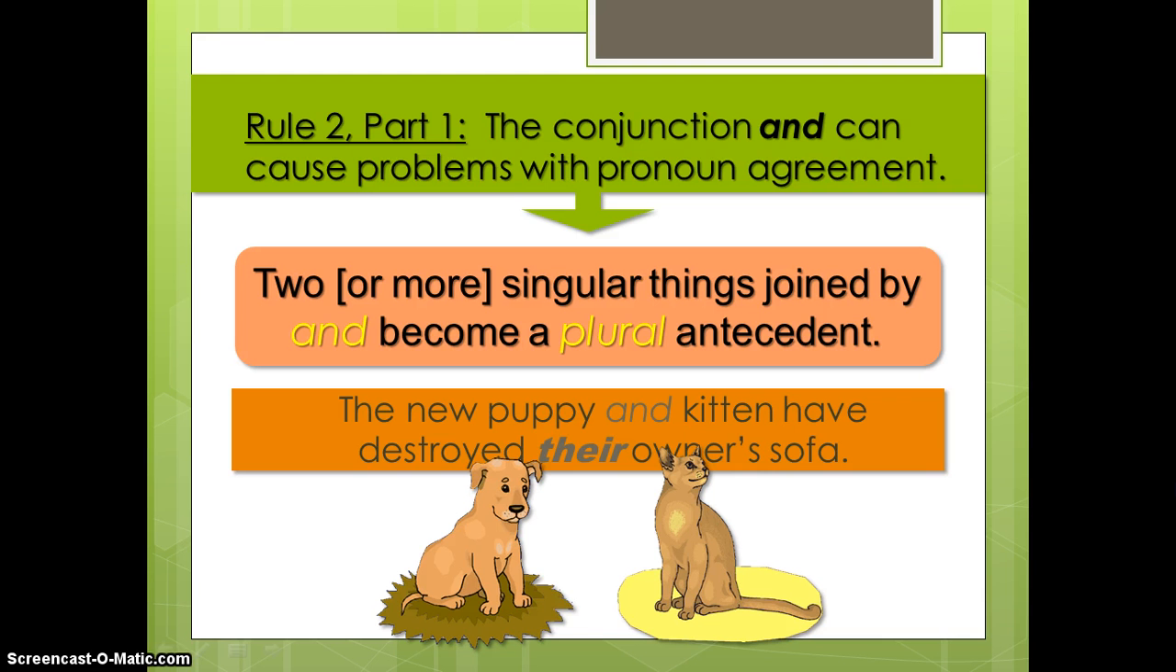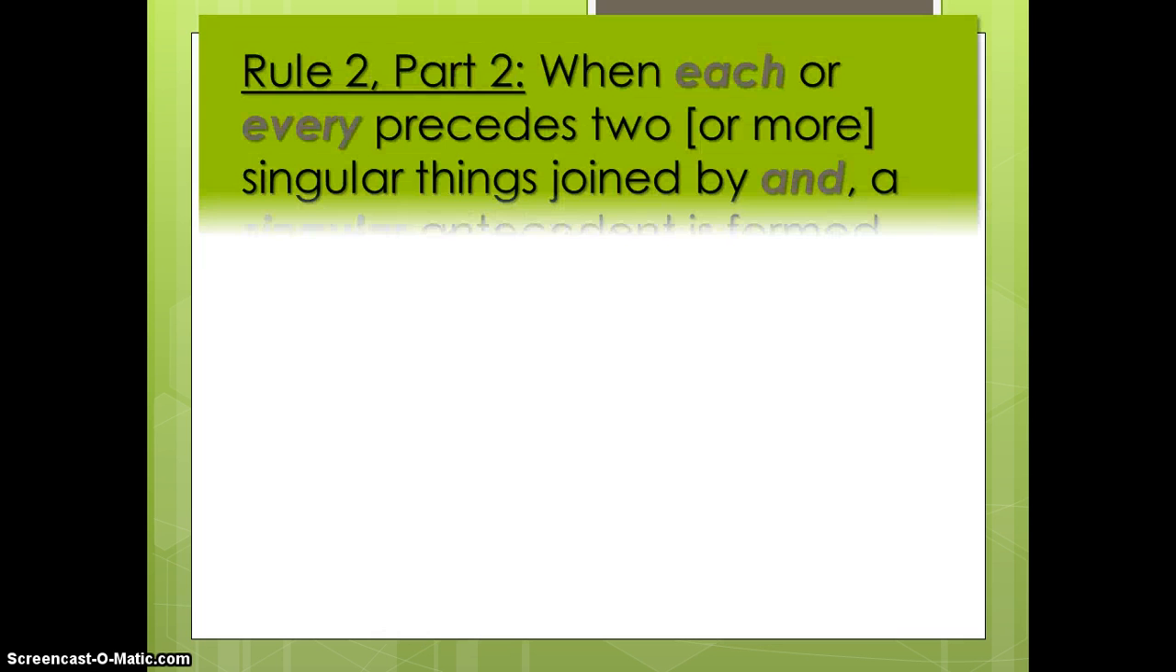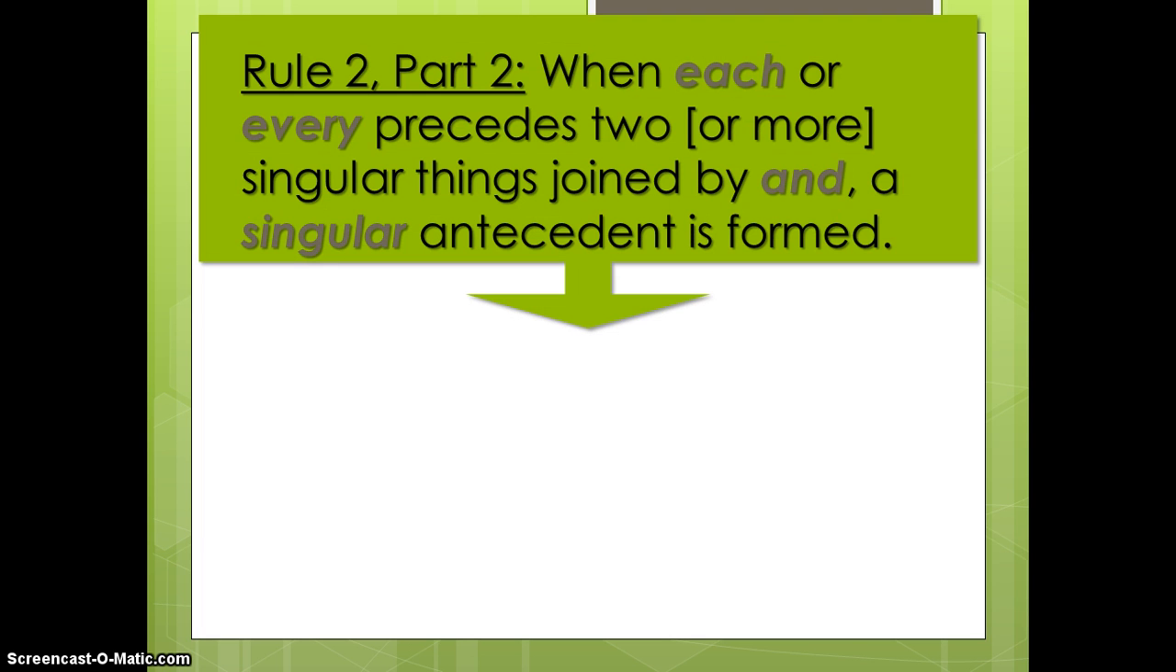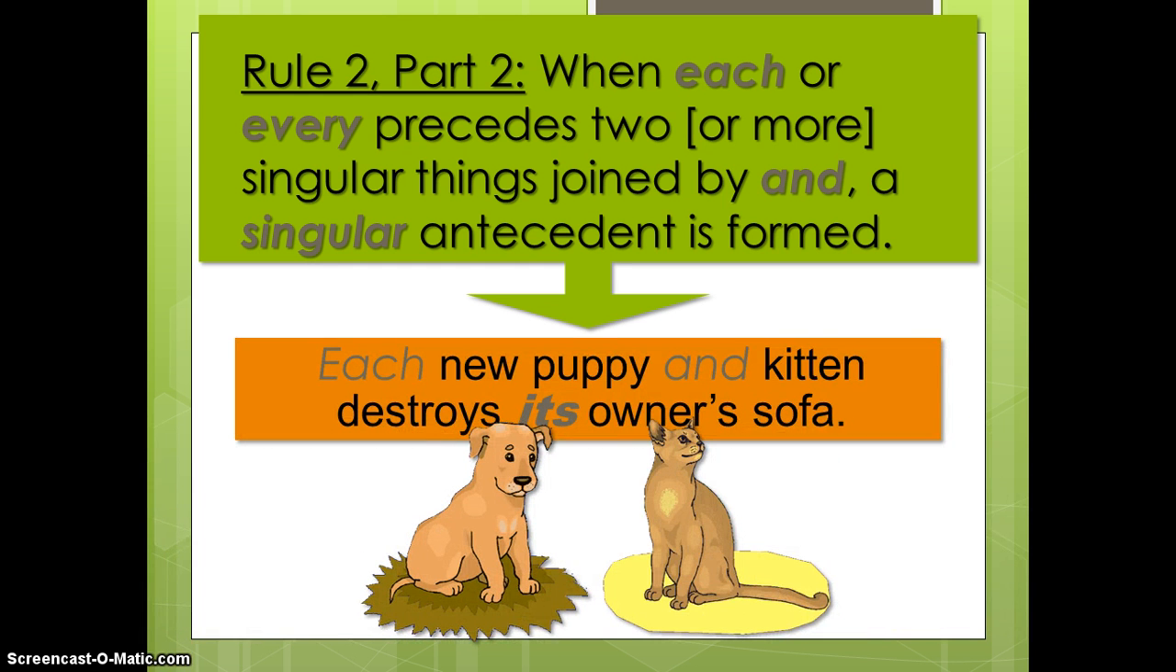We've seen this exact same rule with subject-verb agreement. Same thing works with pronouns. Rule 2, part 2. When each or every precedes 2 or more singular things joined by and, a singular antecedent is formed. Each new puppy and kitten destroys its owner's sofa. This is nearly the same sentence. The difference is each. Each makes the entire sentence singular. And you need to make sure you're aware of that.